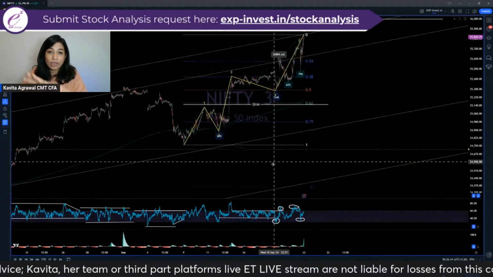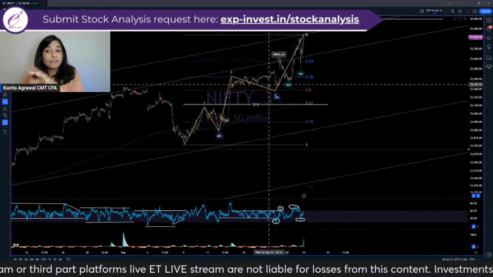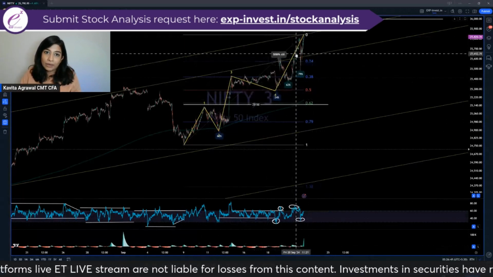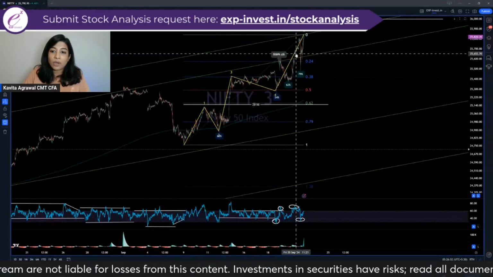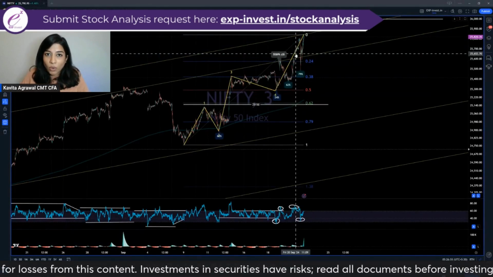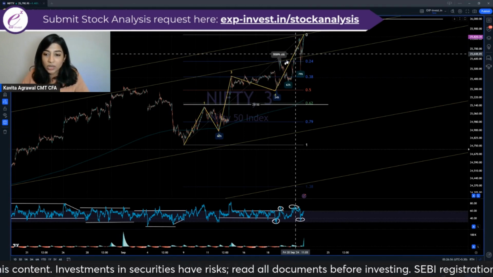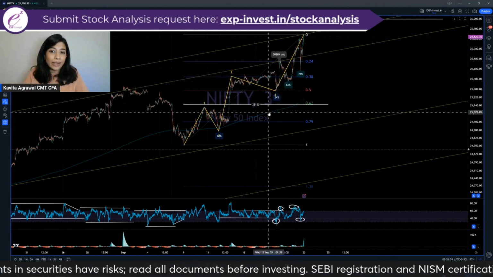So we saw positive divergence on the 3-minute time frame RSI, and we've seen a very clear cut 5-wave impulse since then. And the 5th wave typically is very volatile. If you go through the Elliott wave count, you learn that the 5th wave is typically very volatile. That's exactly what we've seen here. So it meets all our criteria.